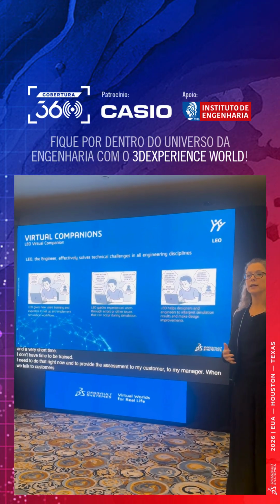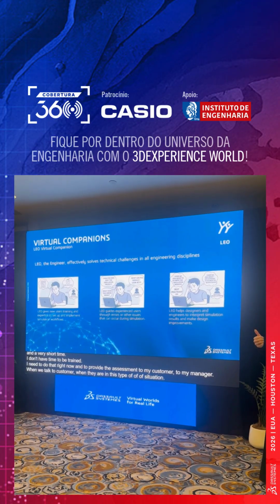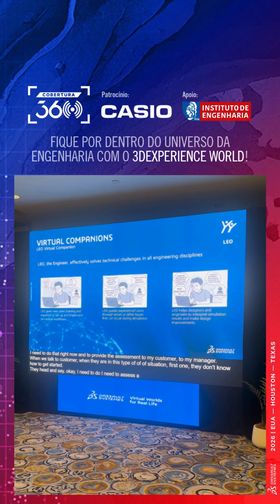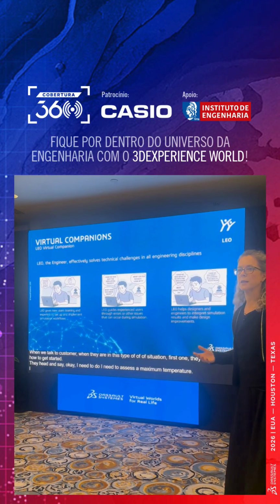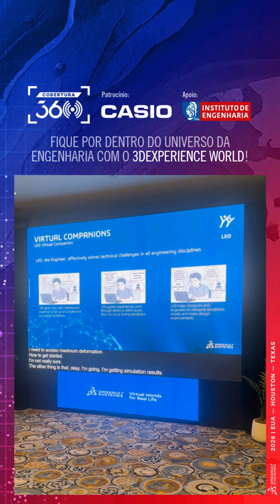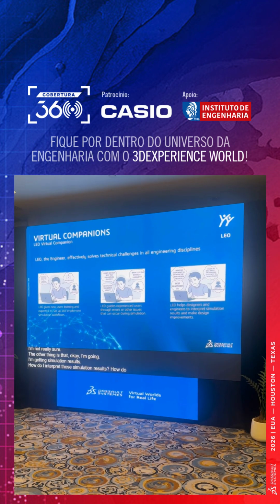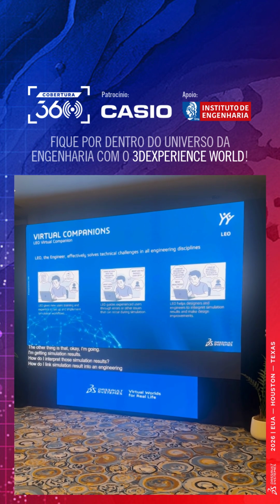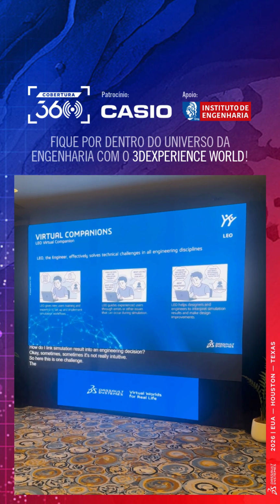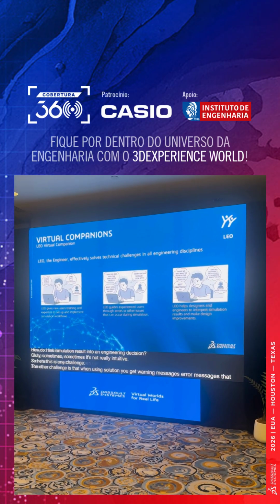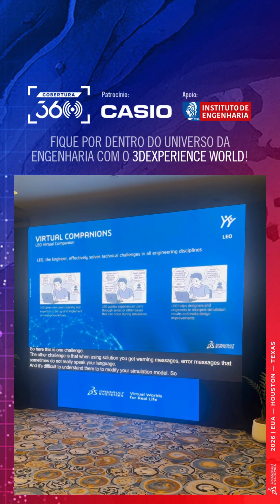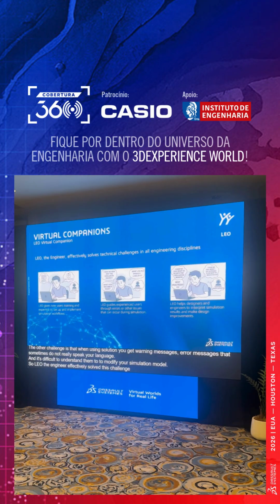When we talk to customers in this type of situation, first, they don't know how to get started. They scratch their head and say, okay, I need to assess a maximum temperature, I need to assess maximum deformation. How to get started, I'm not really sure. The other thing is that, okay, I'm getting simulation results. How do I interpret those simulation results? How do I link the simulation result to an engineering decision? Sometimes it's not really intuitive. So this is one challenge. The other challenge is that when using a solution, you get warning messages, error messages that sometimes you don't really speak their language, and it's difficult to understand them to modify your simulation model. So now the question is how the virtual companion can effectively solve these challenges that our users are facing.